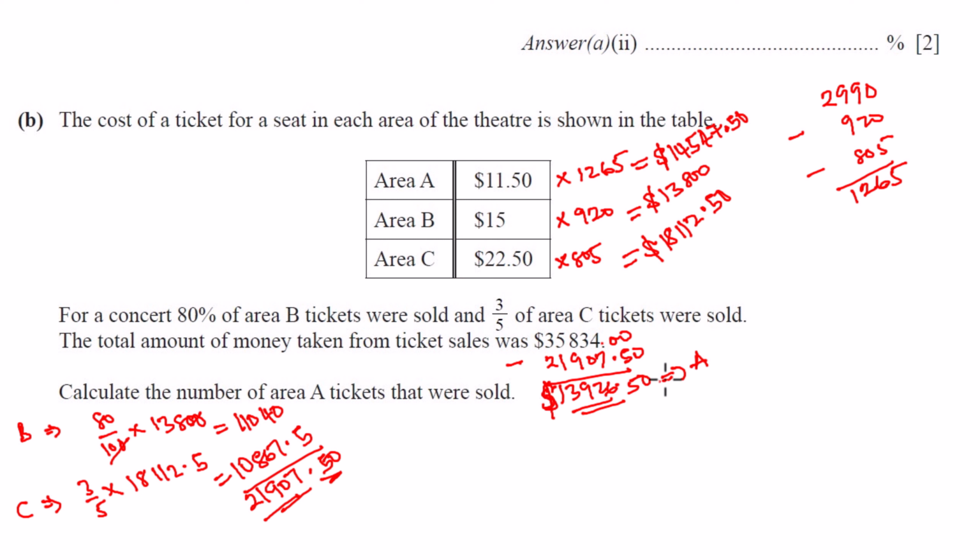Let's now find the number of seats, because the question said calculate the number of area A tickets that were sold. So how many seats were sold? Just go ahead and divide this number by the amount each ticket is sold for. That gives us 13926.50 divided by 11.5. When you do this, you should get 1211. And that is your final answer.